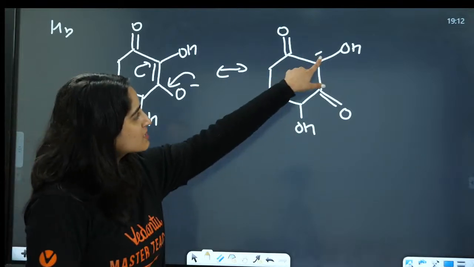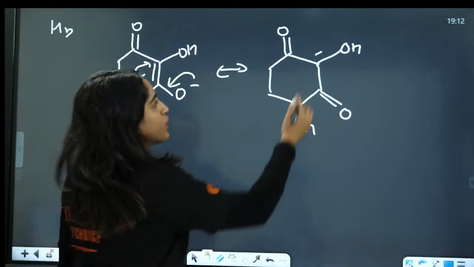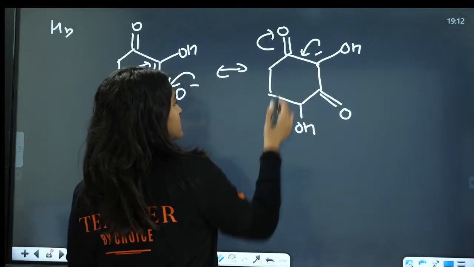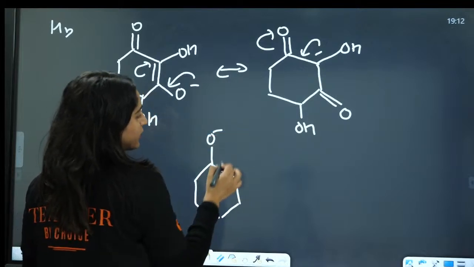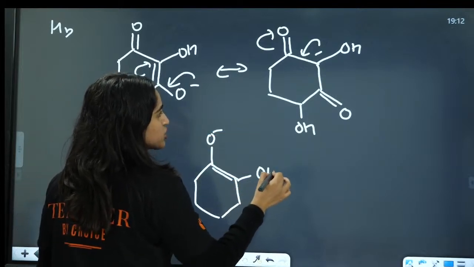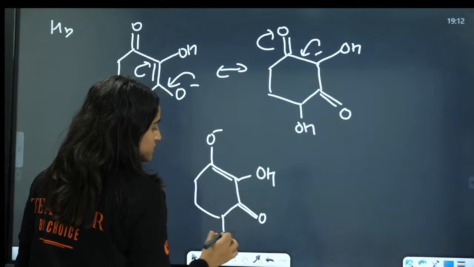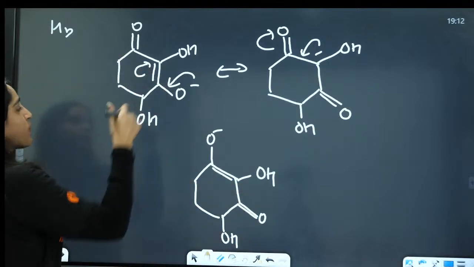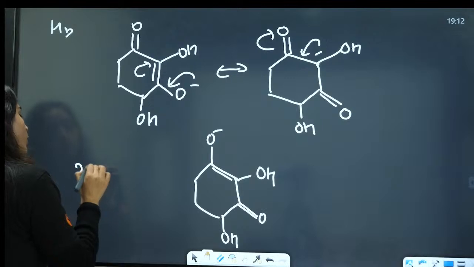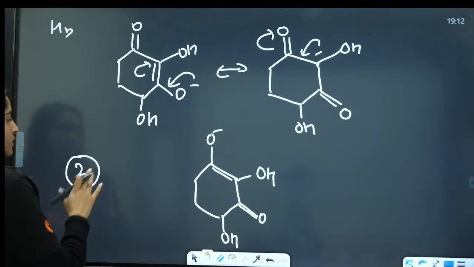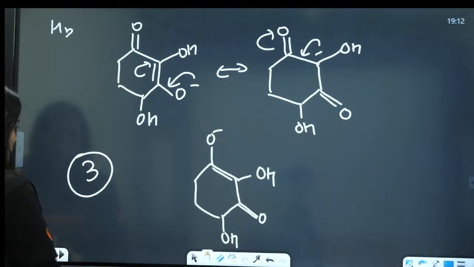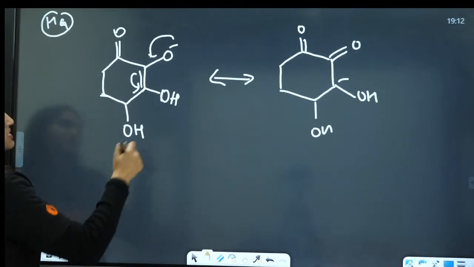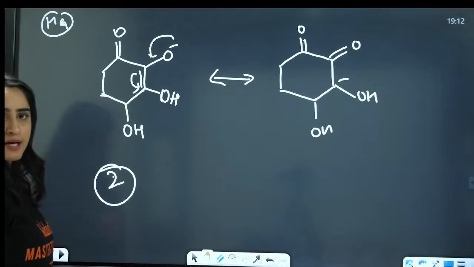Even now you have this negative, single bond and double bond. So this is also another resonating structure, that is, you'll have this O negative, this double bond, and this is OH, and this is double bond O and this is OH. So now this particular structure has two resonating structures, right? If I include this one, it has three resonating structures.